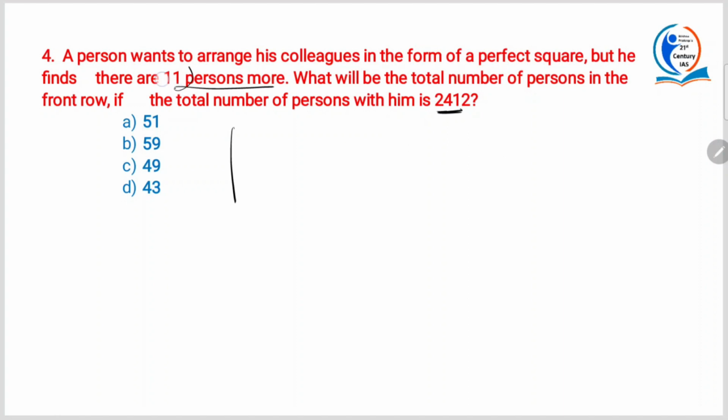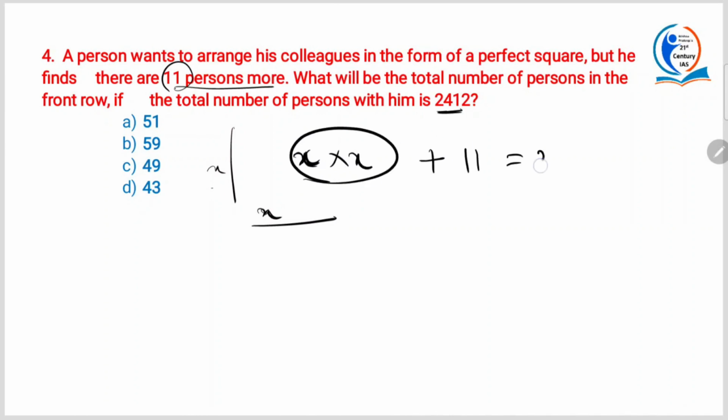Okay, but he is saying he has 11 persons more, which means let the required number of rows and columns be x. So number of rows is x and number of columns is also x, plus 11 is equal to 2412. This fellow wants to arrange them like this, but there are 11 more people, no? So x square plus 11 is equal to 2412.